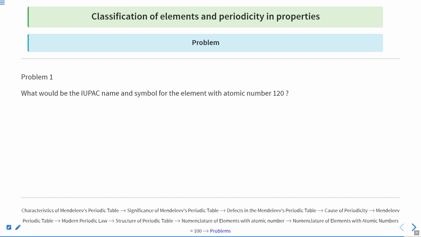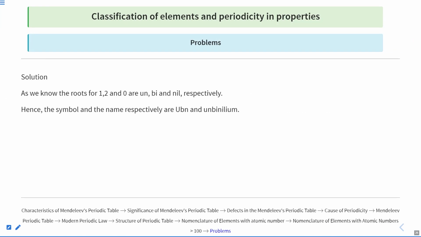Now, what would be the IUPAC name and symbol for the element with atomic number 120? How will we write the symbol? By using the one letter code that we have. So for 120, the name would be unbinilium. 1 stands for un, bi stands for 2, and nil stands for 0. So unbinilium. What will be the symbol? Un has a one letter code of U, bi has a one letter code of B, and nil has a one letter code of N. So UBN. UBN will be the symbol. So this is written unbinilium, and the symbol is UBN.